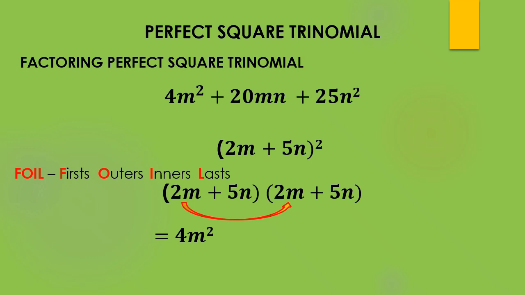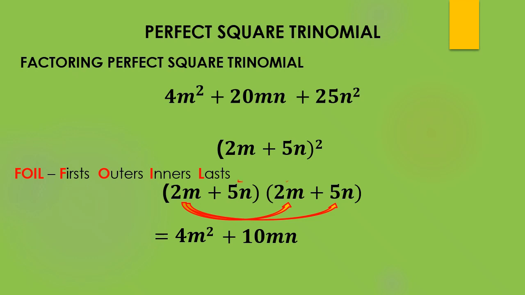And then next is multiply the outers. The outers are 2m and 5n. So 2m times 5n will give us positive 10mn. Positive times positive is positive. That's why the sign here is positive. Then multiply 2 and 5, that is 10, mn. And then next, multiply the inners.